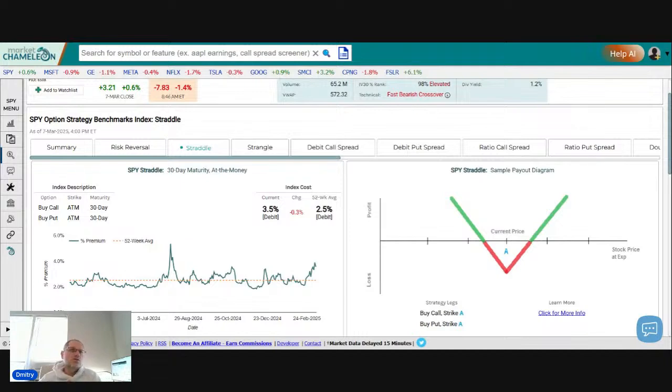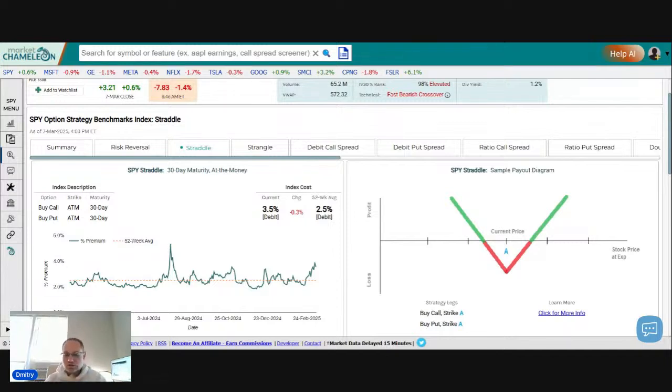So when we talk about the benchmark, what we want to do is track the cost of an option straddle, in this case, SPY. And we do that to be able to compare the cost of the straddle today versus its historical values. We could also compare it to other securities to see how the straddle of one security compares to the cost of an option straddle in a different security.